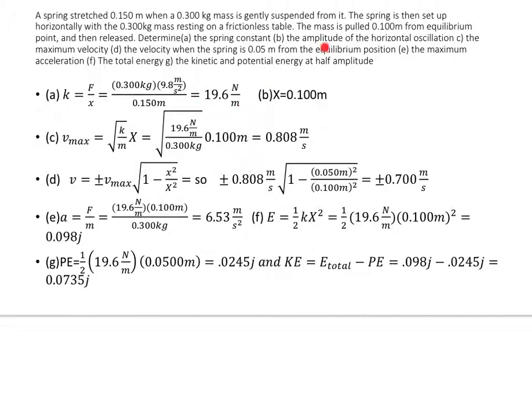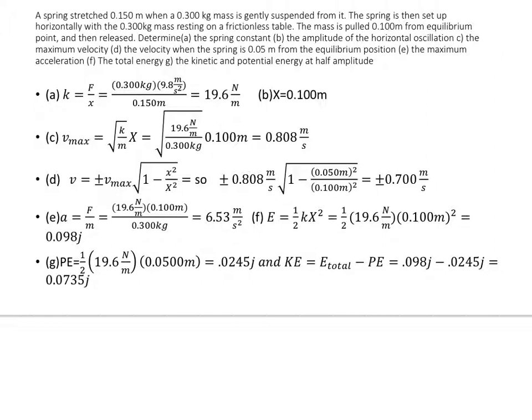Okay, part B, the amplitude of the horizontal oscillation. Well, that's easy because the spring was pulled back 0.1 meters from the equilibrium position and then released. So that's got to be the amplitude right there, 0.1 meters.